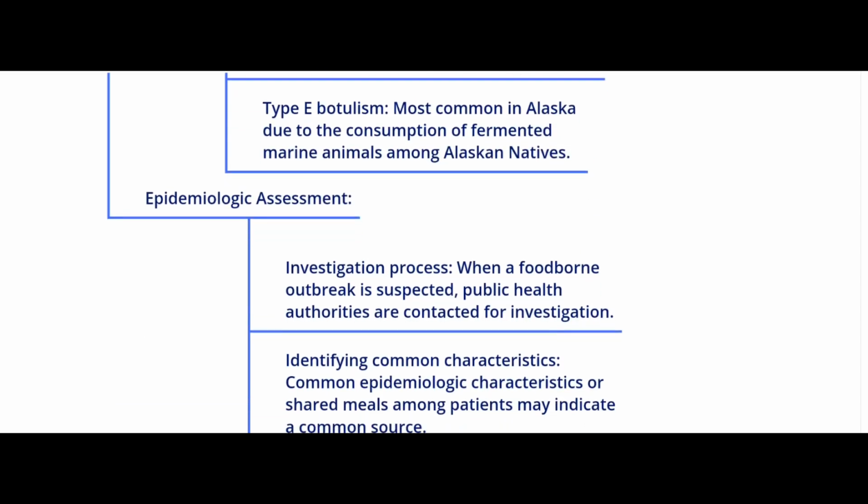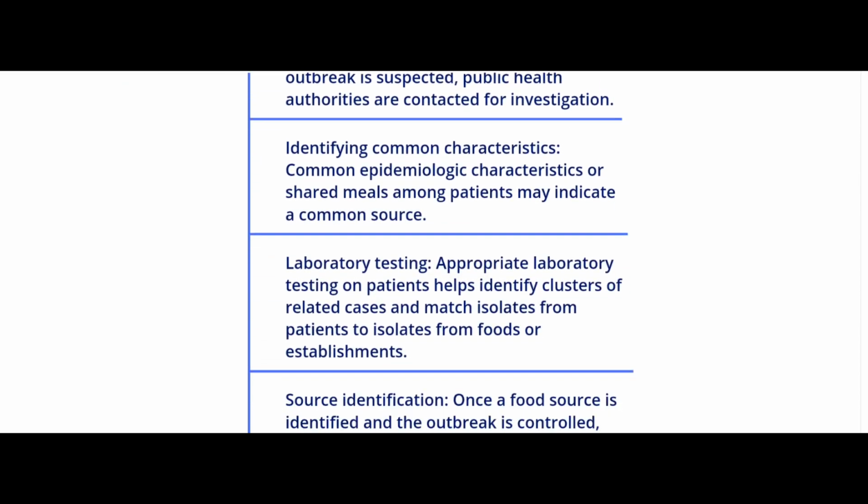So epidemiological assessment, when we have an investigation process: when a foodborne outbreak is suspected, we should contact the public health authorities. Common characteristics should be identified, like shared meals, shared sources, or living area. Lab testing should be broader, and we should try to isolate from foods, establishments, and patients.